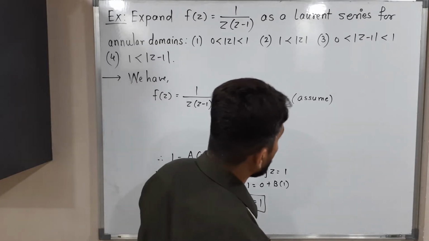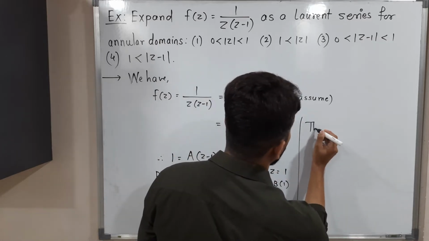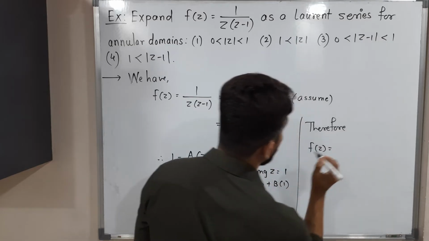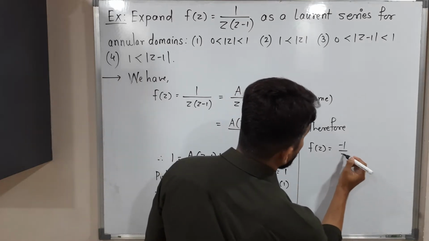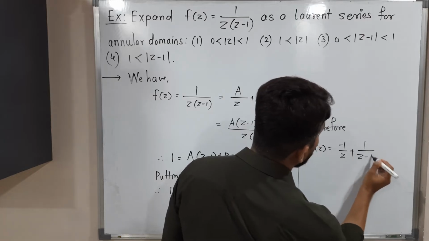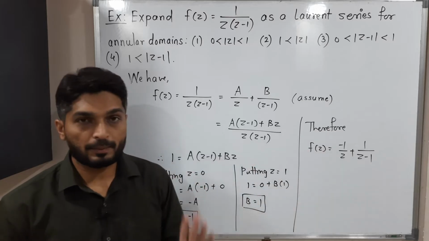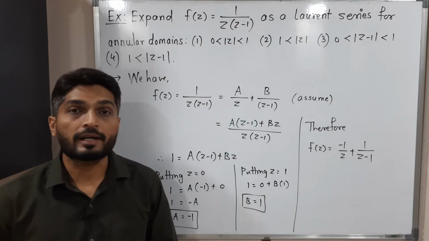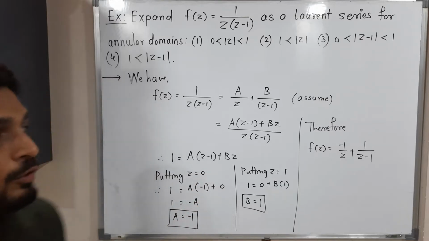So let me write here, therefore f of z is equal to, what is our a? A is minus 1. So minus 1 by z plus, what is our b? B is 1. So 1 upon z minus 1. In this way we have made them separate. After that we will consider those regions one by one and we will find the Laurent expansion of the given function. Just make a screenshot of it, then I will go further.